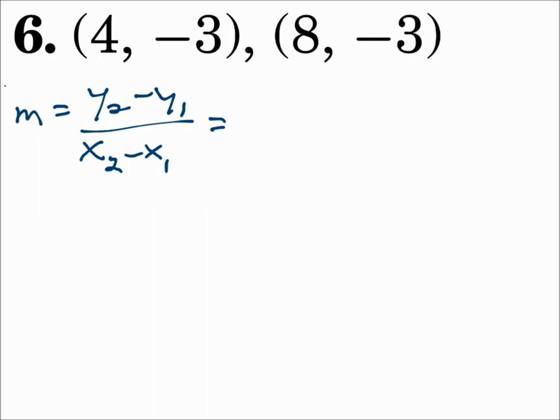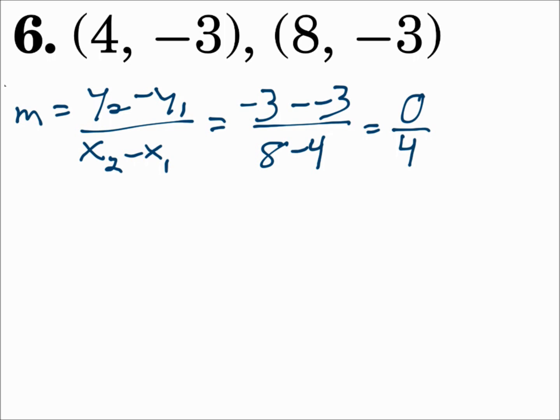Number 6. y2 is negative 3 minus y1 is negative 3 over x2 is 8 minus x1 is 4. In the numerator, that's really negative 3 plus 3, which is 0, and 8 minus 4 is 4. 0 divided by 4 is 0. That's going to be a horizontal line.